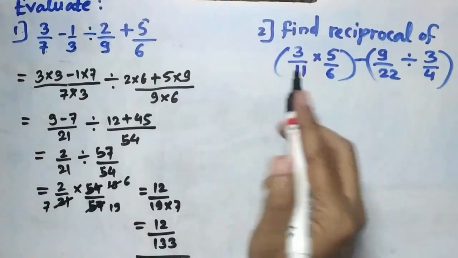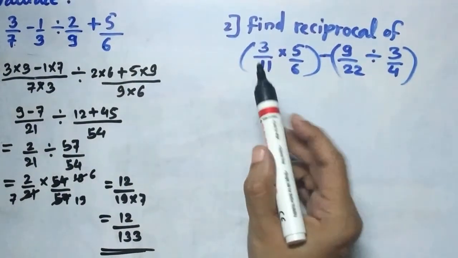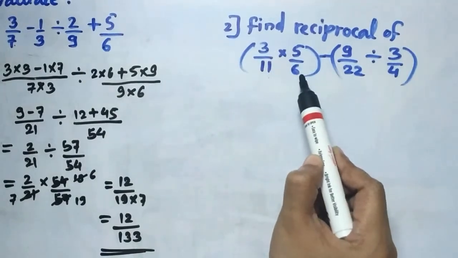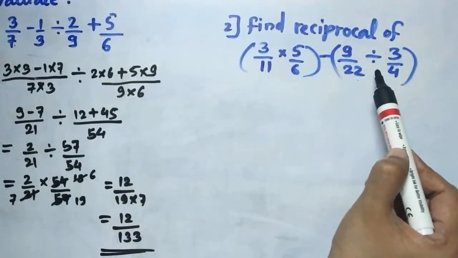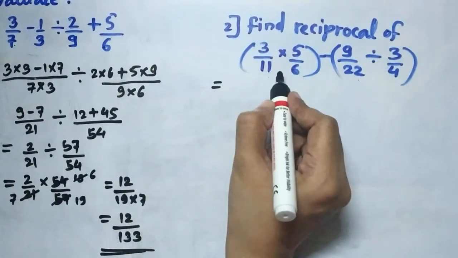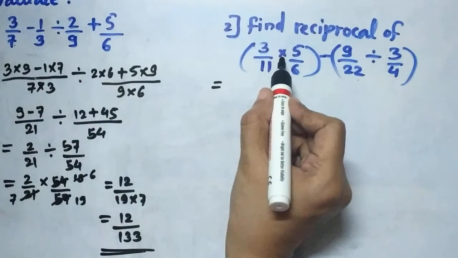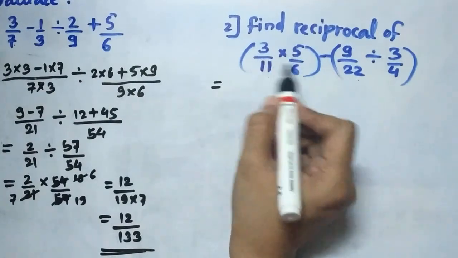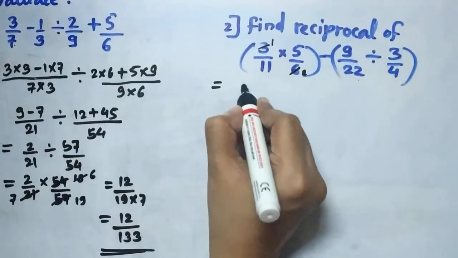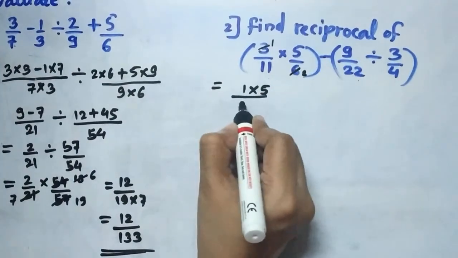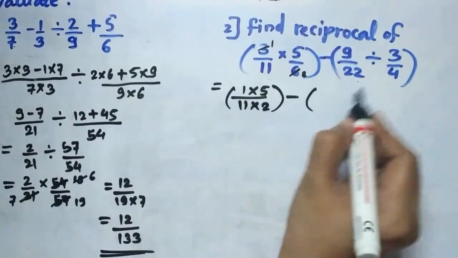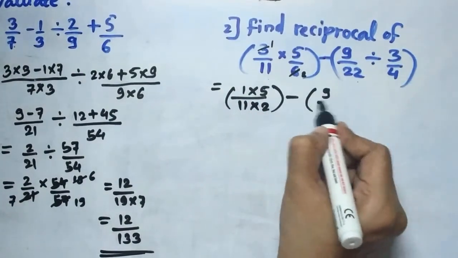Now we'll move to the next question. We need to find the reciprocal of (3/11 × 5/6 − 9/22 ÷ 3/4). Let's perform it. First of all we'll simplify this bracket. Friends, it is a multiplication of these rational numbers. You can simplify here: 3 ones are 3, 3 twos are 6. So here left is 1 into 5 divided by 11 into 2. This is in one bracket, minus 9 by 22.